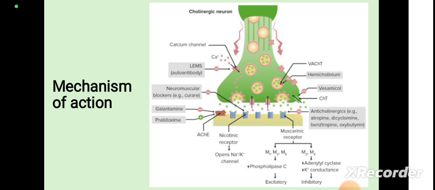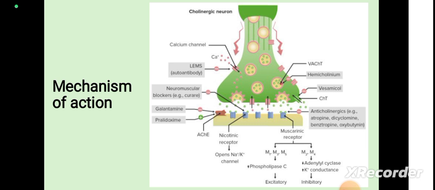Now at the synaptic cleft there are present anticholinergics like atropine, dicyclomine, benztropine. So they have already come and bound to the muscarinic receptor. Basically, here you can see in purple there are many types of muscarinic receptors: M1, M3, M5, M2, M4. So these involve phospholipase C, adenylyl cyclase, and K plus conductance, that is potassium conductance. So here we have excitatory action for M1, M3 and M5, and M2, M4 show inhibitory action.